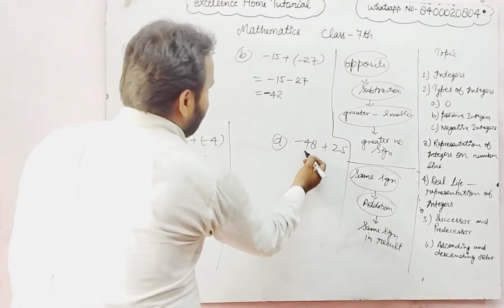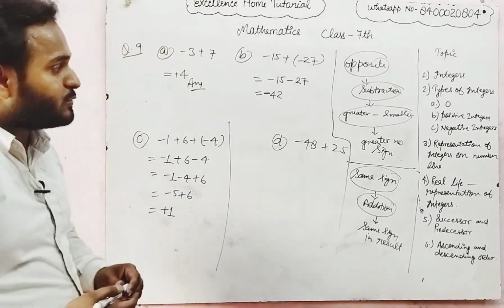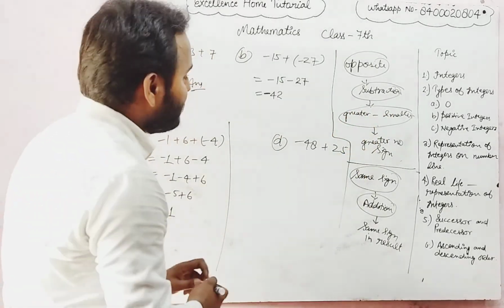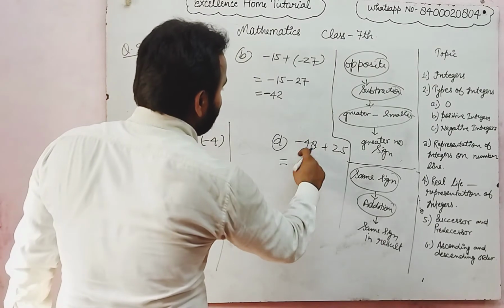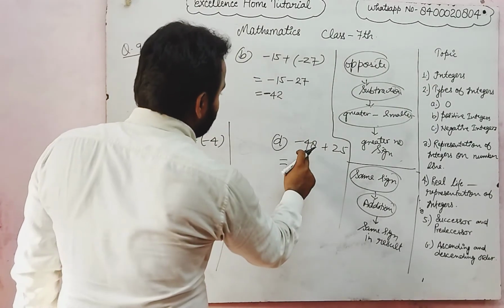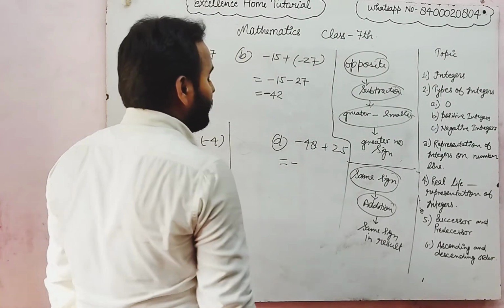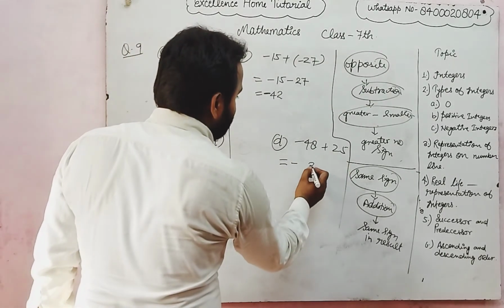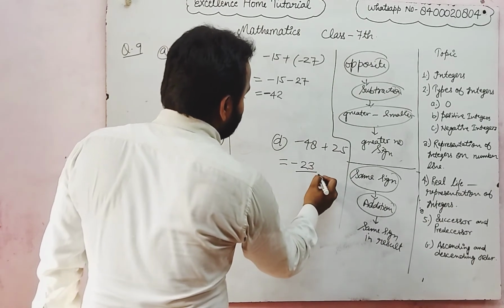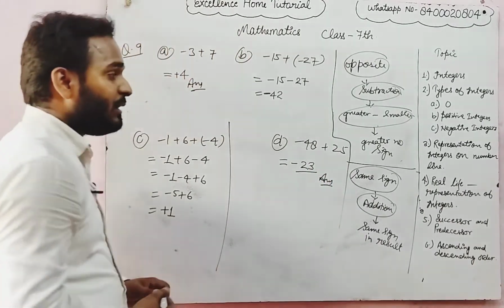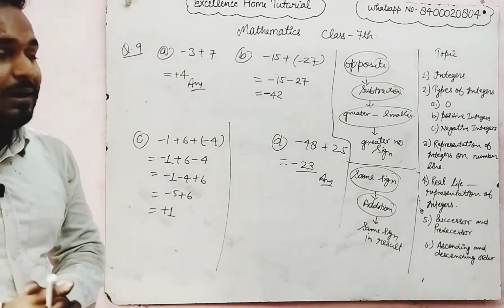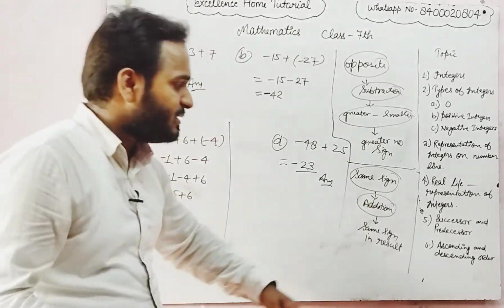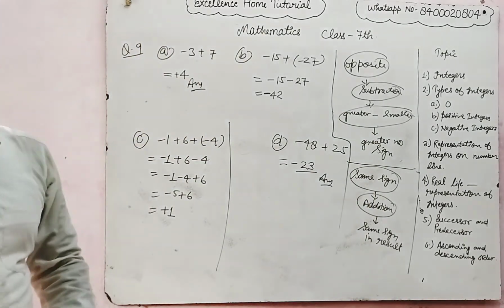After that -48 plus 25, there are also opposite signs, so subtraction is applied, greater number minus smaller number with greater number's sign, so 48 minus 25 and greater number's sign is minus, so first of all we have to apply minus sign. 8 minus 5, that is 3 and 2, this is the answer. Okay, these concepts are very important. Opposite sign: subtraction, greater minus smaller, greater number's sign. Same sign: addition, and same sign in the result.